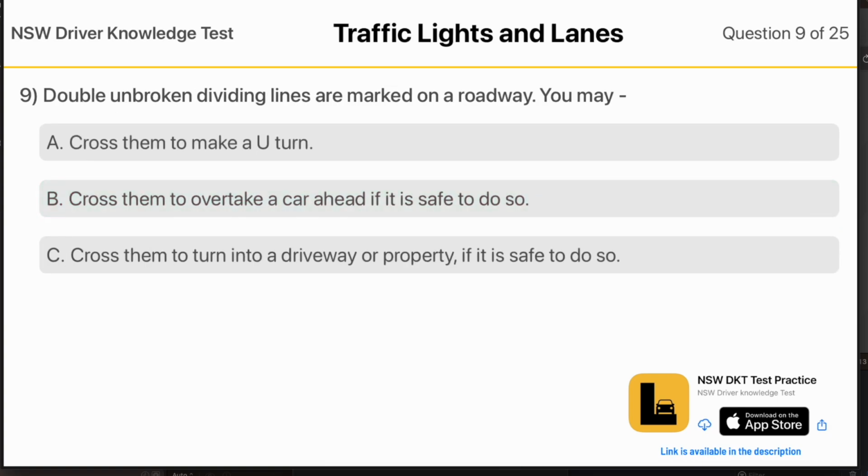Double unbroken dividing lines are marked on a roadway. You may cross them to make a U-turn. Cross them to overtake a car ahead, if it is safe to do so. Cross them to turn into a driveway or property, if it is safe to do so.